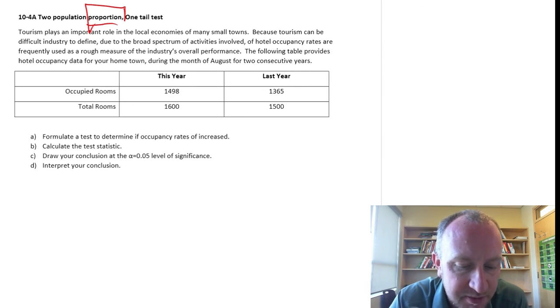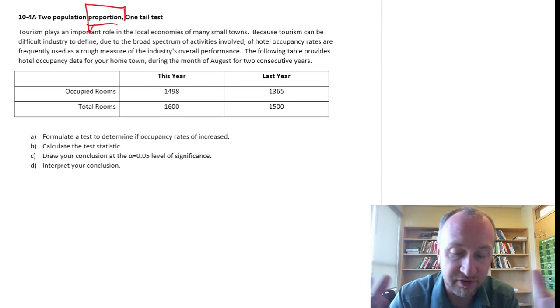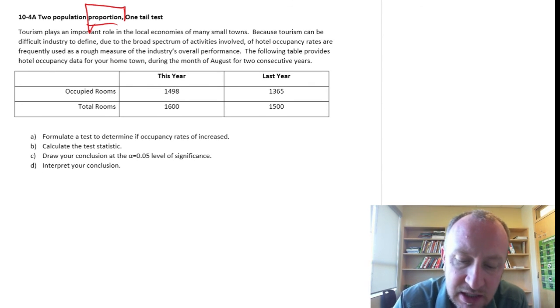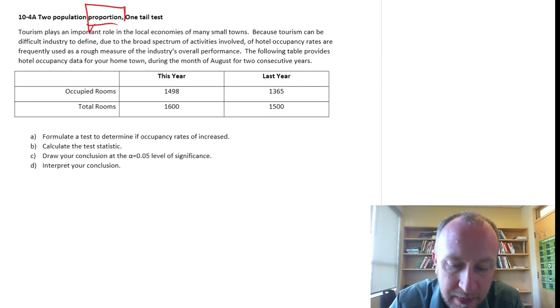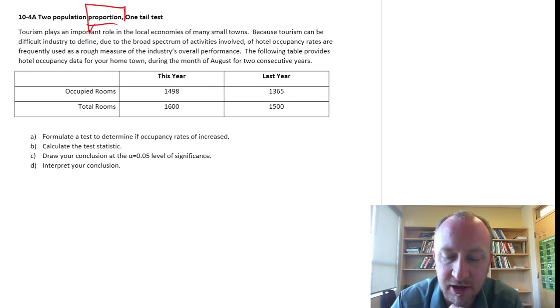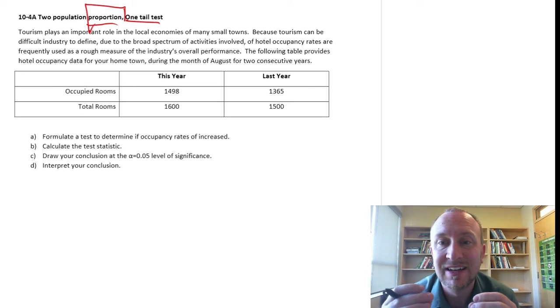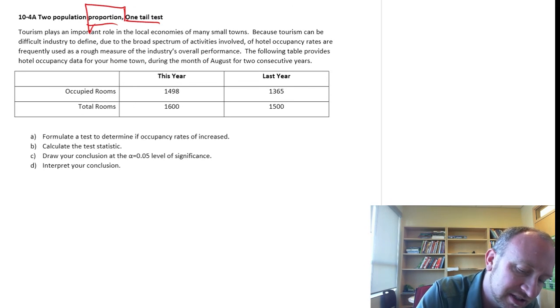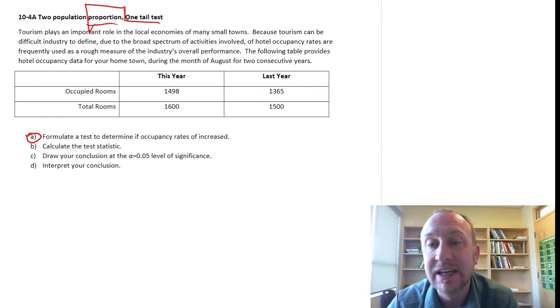So tourism plays an important role in local economies of many small towns. Because tourism is a difficult industry to define due to all of the different activities that are involved under the umbrella of tourism, hotel occupancy rates are frequently used as a rough measure of the industry's overall performance. The following table provides hotel occupancy rates for your hometown during the month of August for 2 consecutive years. Okay, so the heading here told us we're doing a one-tail test. How could we know otherwise if it wasn't just given? Well, there's usually clues somewhere. Here it says formulate a test to determine if the occupancy rates have increased.